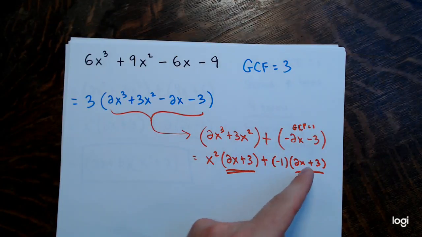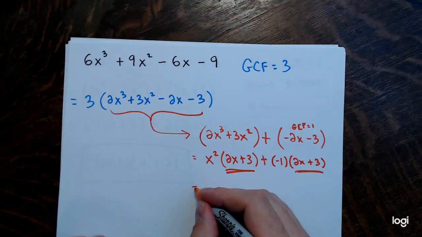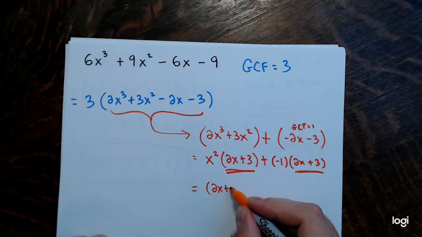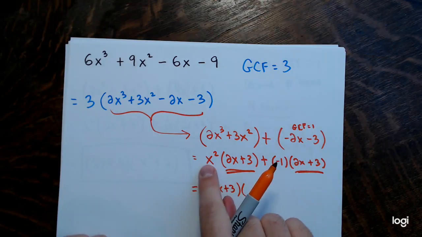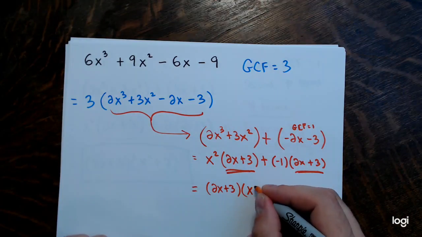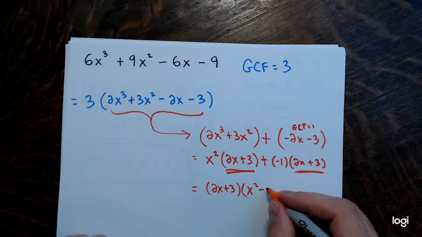Great, the same factor in both of these products. So this has the greatest common factor now of 2x plus 3. And if I remove that, what's left over is what? X squared plus negative 1. So x squared plus, now plus negative 1 is just minus 1.